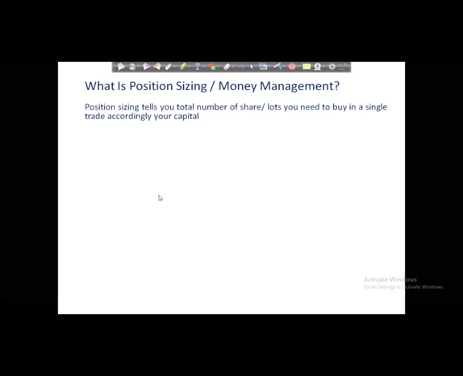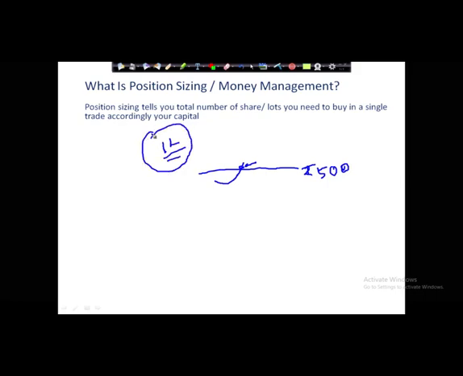So suppose you have money in your account and you're going to trade in any stock. Let me tell you one thing. Suppose the price range is 500. Some stocks' rate is like that. Suppose you want to buy here, and you have one lakh in your account. How many percent do you want to take in a single trade? Let's assume you want to risk 2% of your entire capital.